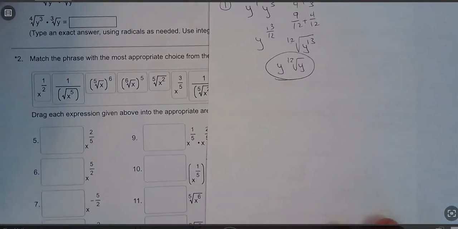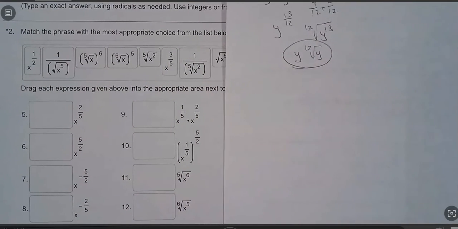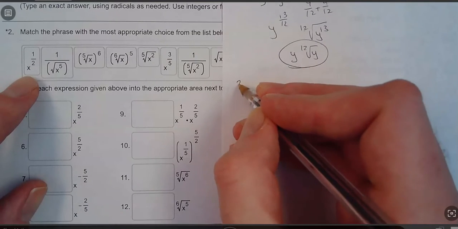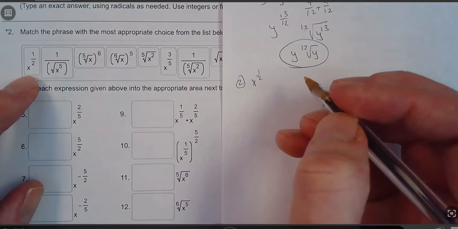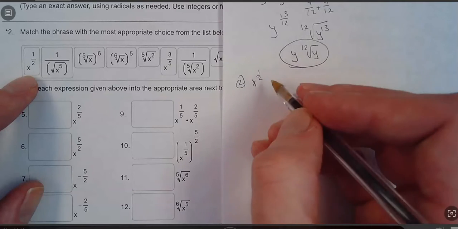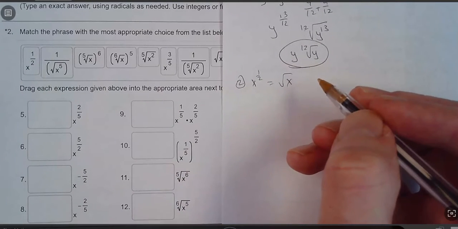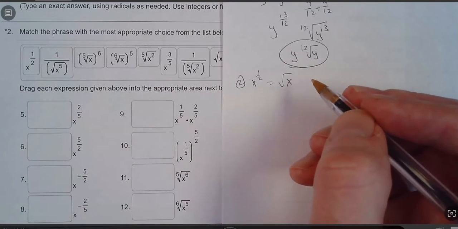Number two, I'll pick a few of these. I'm not going to do all of them because you kind of get the hint on these. But just look at this first one here, when it has x to the 1/2. In my mind, I'm thinking, okay, this is going to be the square root of x, which I look through the list, and I don't see that on there. So that must mean that one of these simplified back to this.